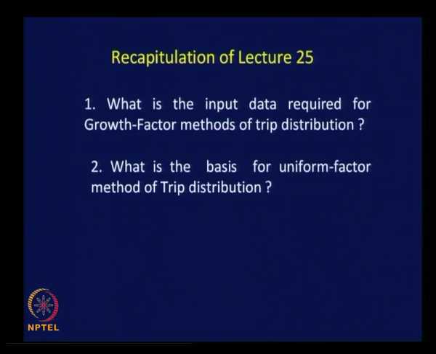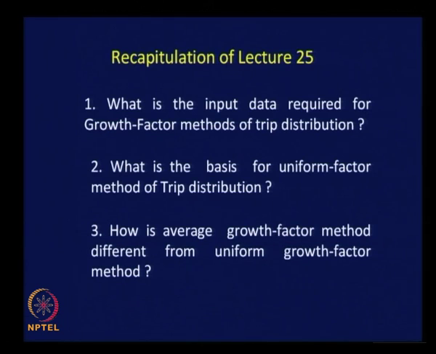The next question: what is the basis for uniform factor method of trip distribution? What is the assumption that we make in this method? As the name implies, we assume uniform growth for the whole of the urban area, uniform growth rate for each of the traffic zones in the urban area is the basis. Based on this assumption only, we work on uniform factor method of trip distribution.